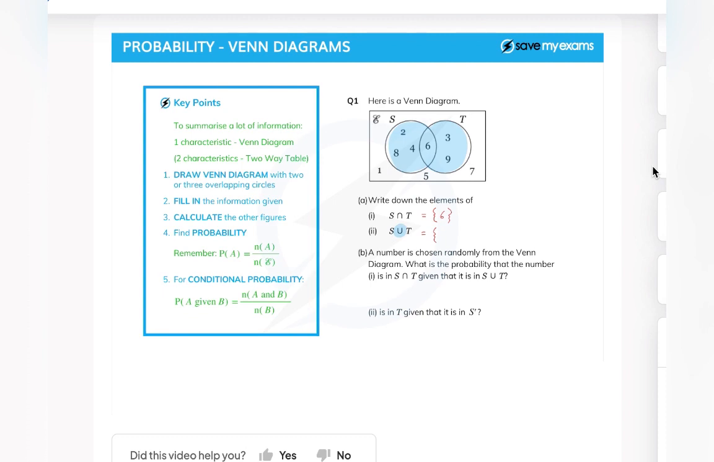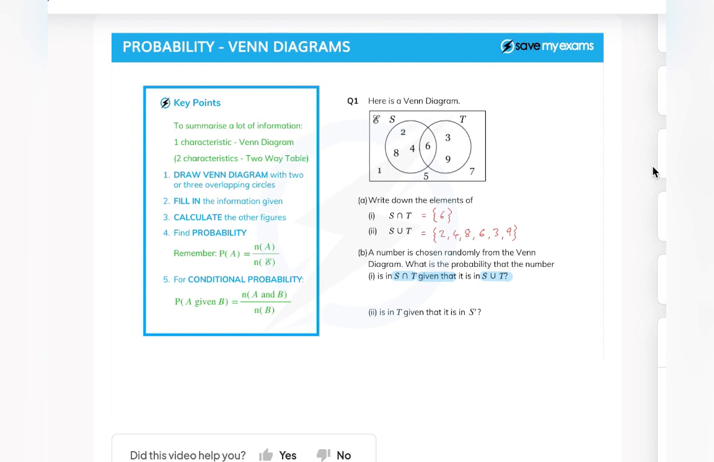So I'm going to start with the left hand area. That's 2, 4, and 8. The middle area is just 6, and we only write down 6 once, because it only appears once, even though it's in both sets. And then 3 and 9, and that is the complete set of S union T. And now we get on to the probability bit. A number is chosen at random from this diagram, and what is the probability that the number is in the first set we dealt with, S intersection T, given that it is in S union T?